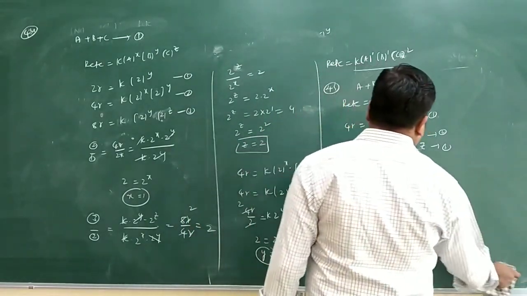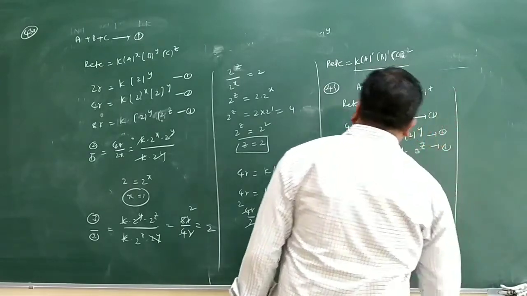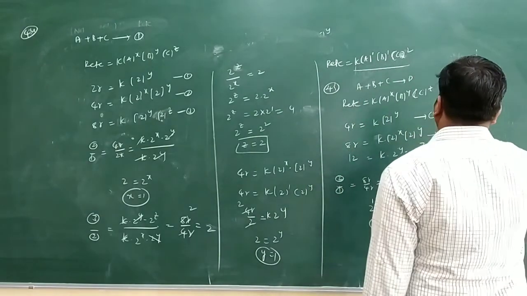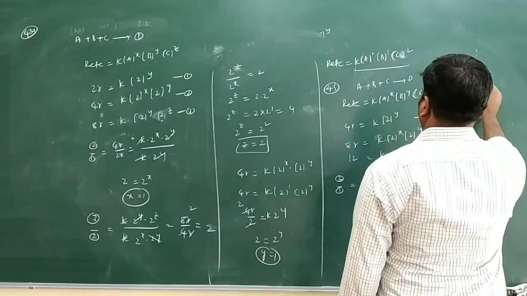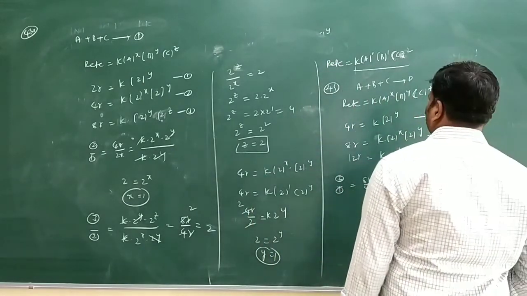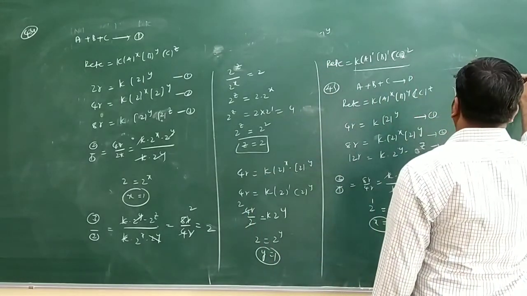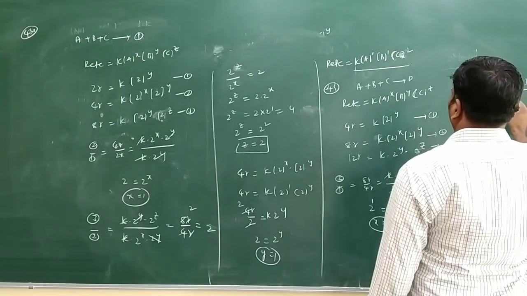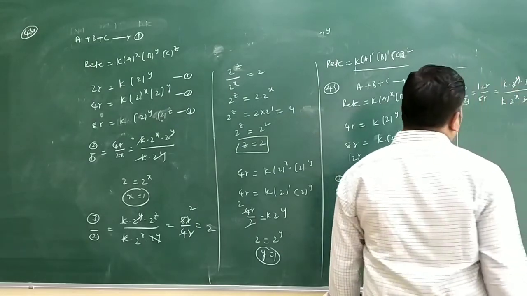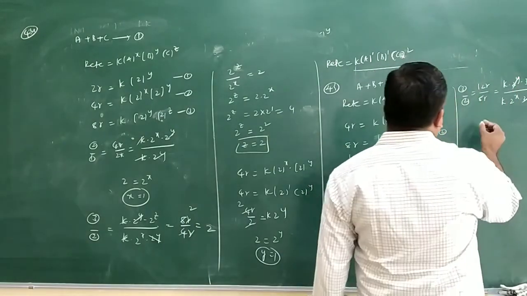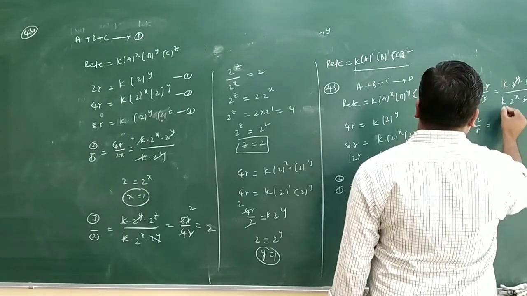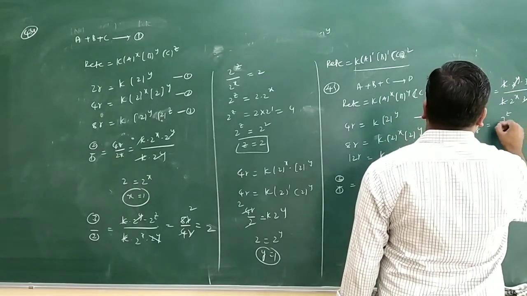You will take any of the equations from this, then you can find out y or z. If you take 2 by 3, or you can take 3 by 2. 3 by 2 means here 12r. You can take this 12r. 12r by 8r is equal to k into 2 power y into 3 power z by k into 2 power x into 2 power y. 2 power y cancels here. So r cancels, 12 by 8 is equal to k cancels, this is 3 power z by 2 power x.